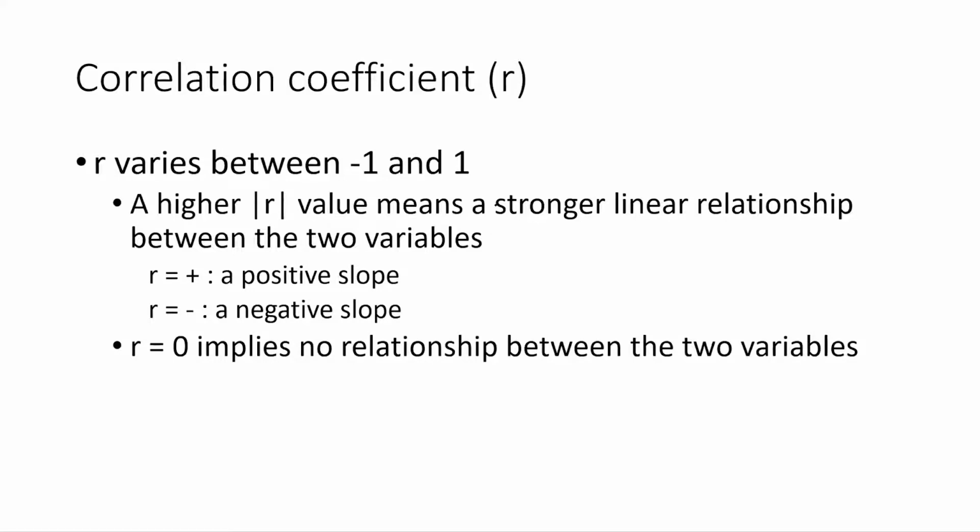R actually varies between -1 and +1. The higher the absolute value of R is, so if it's -0.8, the absolute value is 0.8, the stronger the linear relationship between the two variables. The positive and negative sign just indicates slope. A positive R means a positive slope, and a negative R means a negative slope. 0 would be that there is no relationship between the two variables.